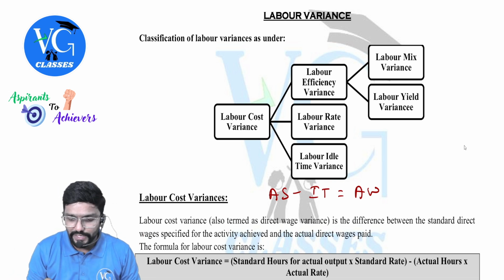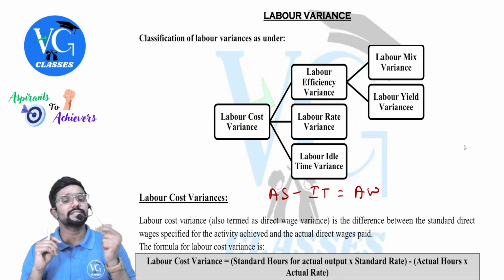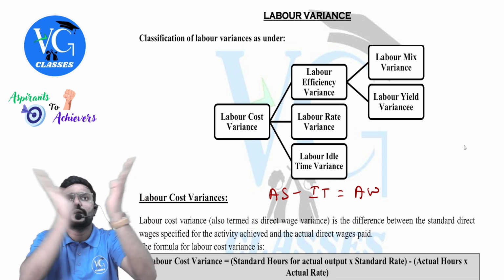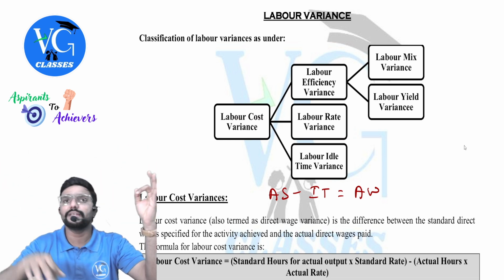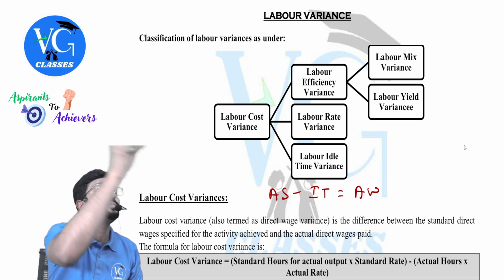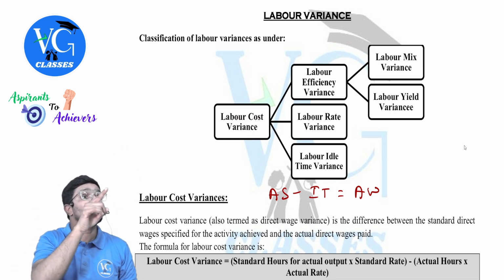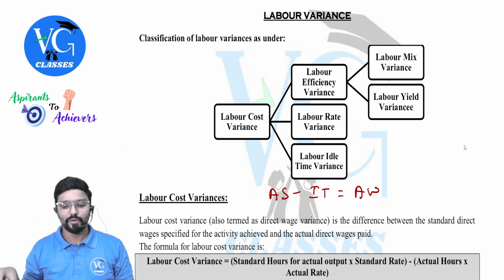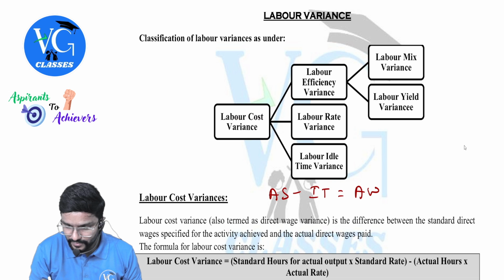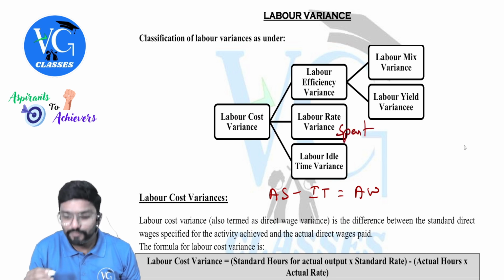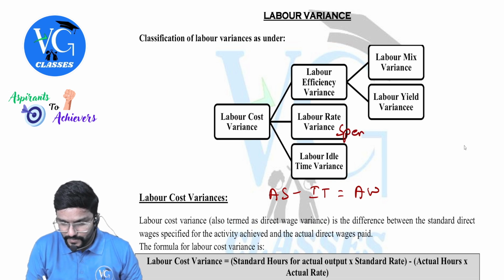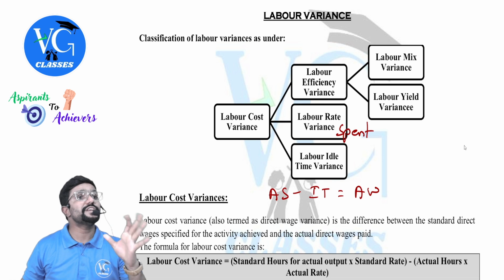Now let us go and check the variances. For labor rate variance, what is the formula? We need to find out the difference between rates. What rate minus what rate? Standard rate minus actual rate, into actual hours spent. We are making the payment for which hours? Spent. Let me write it.